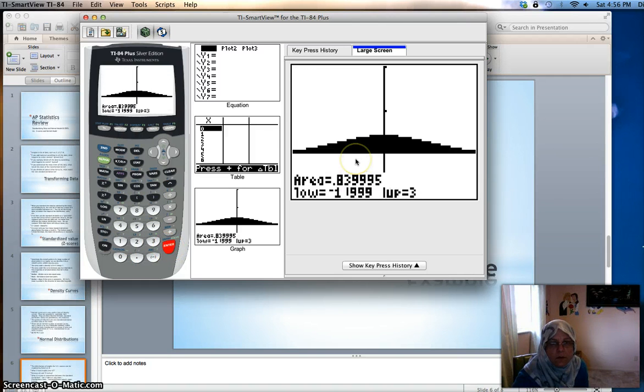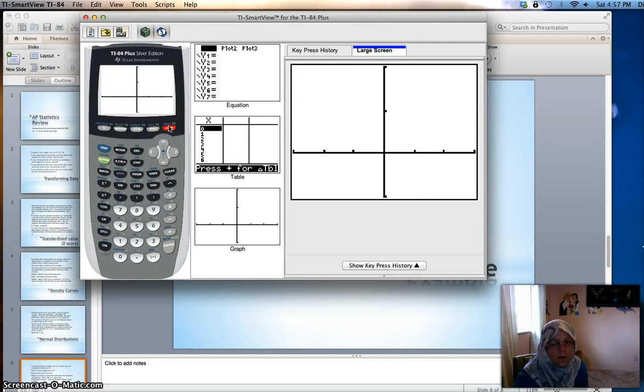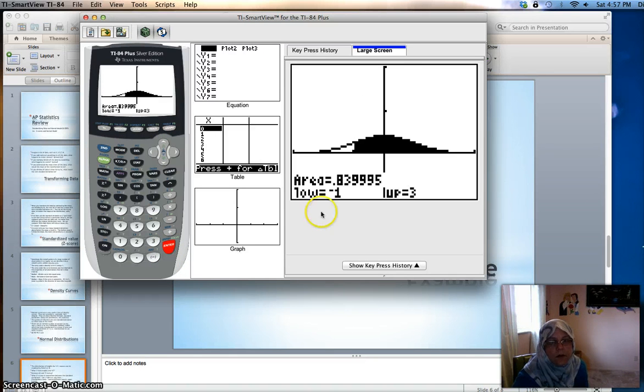My window settings probably need to be a little bigger here. Let's look at it again. There, now we can see it better. So -1 here, 3 looks like it's going off to the very, very edge. Remember, this is an infinite curve here, but we just can't see that little part that's not shaded because it's 99.7. So what percentile are we at here?